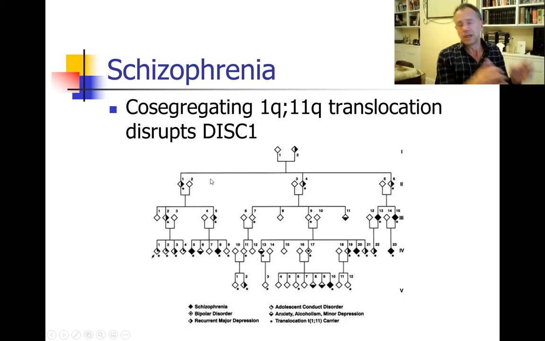And this was regarded as very convincing, and still is, that in this pedigree, that translocation is increasing the risk of schizophrenia. And people looked at the gene which was disrupted by the breakpoint for the translocation on chromosome 1, and they named that gene DISC1, disrupted in schizophrenia 1. And that was the first gene for schizophrenia.